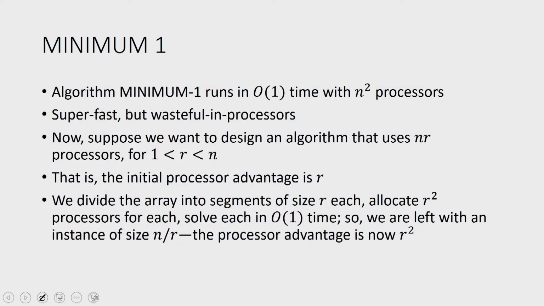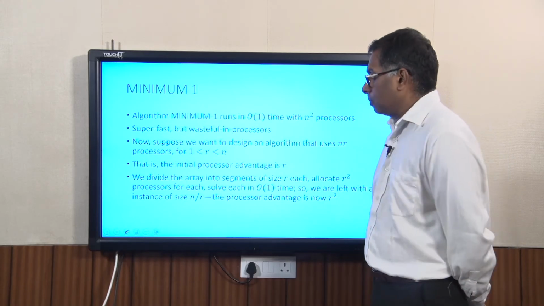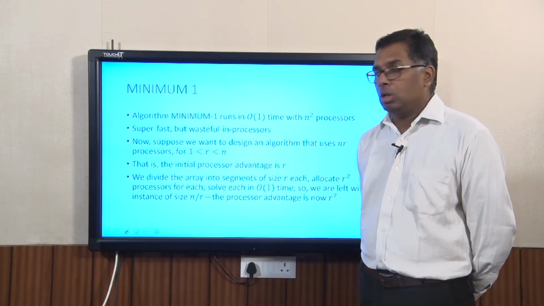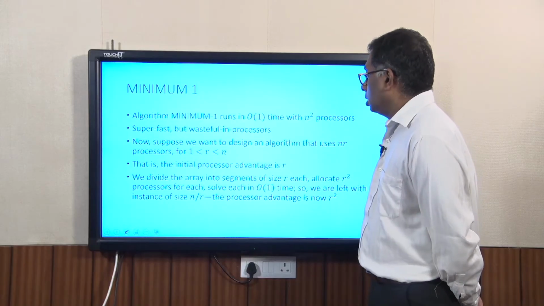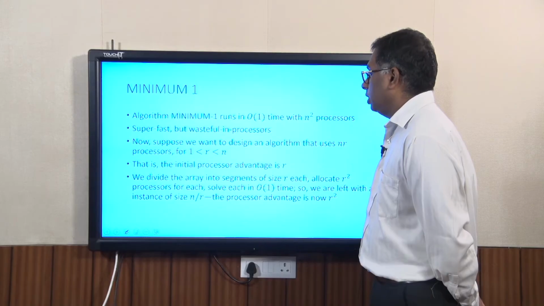So, this algorithm runs in order 1 time with n squared processors. This is a super fast algorithm, but it is very wasteful in processors. It is a non-optimal algorithm. To find the minimum of n integers, all you require is order n time sequentially. Therefore, we would expect an algorithm to run in order n cost, but this is very wasteful. This algorithm runs in order 1 time using n squared processors. Therefore, the cost of the algorithm is order of n squared.